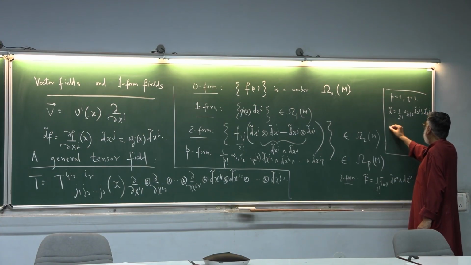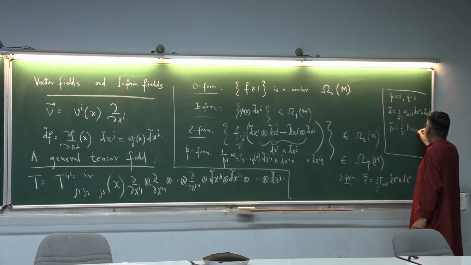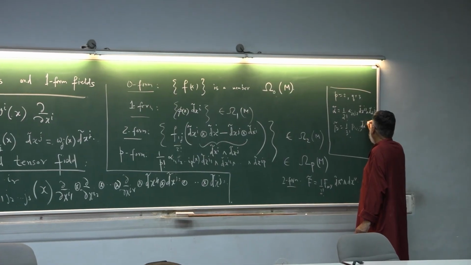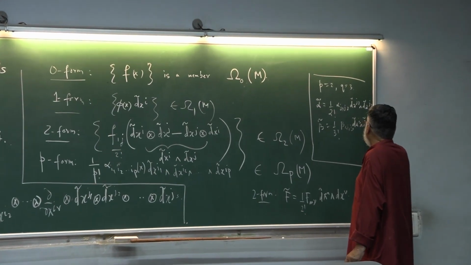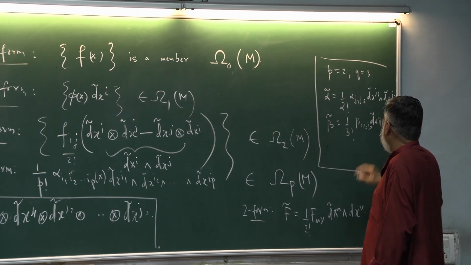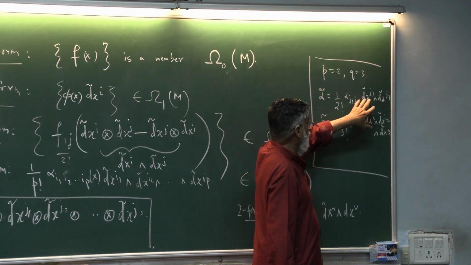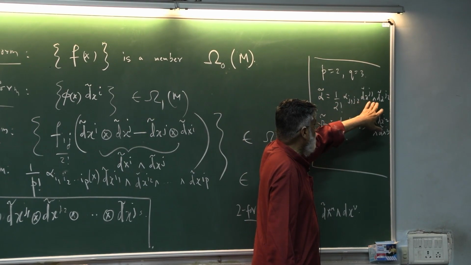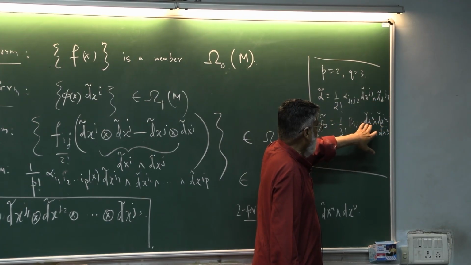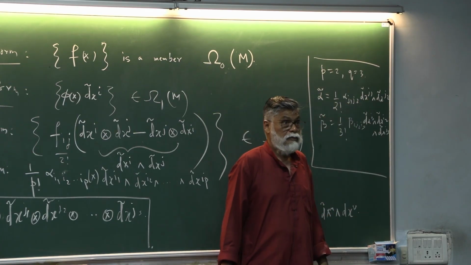Okay. How can you write beta? 1 over 3 factorial beta I1 I2 I3 dx I1 wedge dx I2 wedge dx I3. Okay. Now if you take alpha wedge beta, there will be dx j1 wedge dx j2 wedge dx I1 wedge dx I2 wedge dx I3. So it will be a 5 form now.